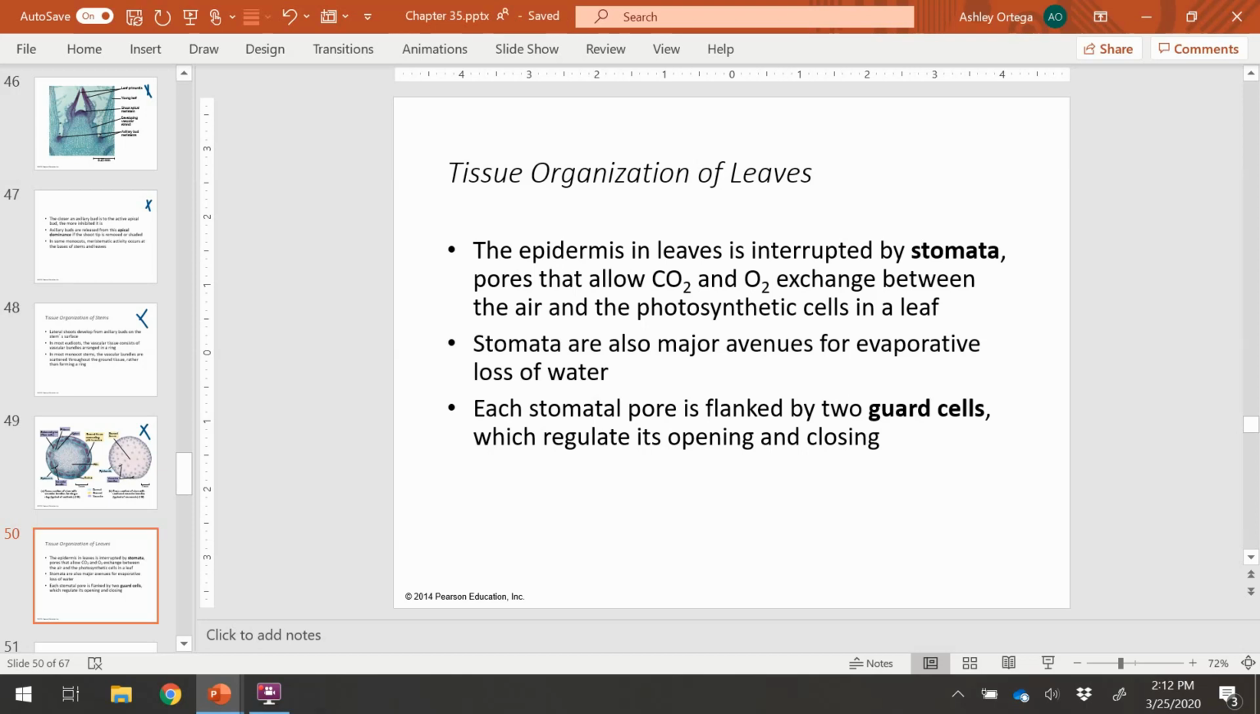itself, the whole organism. Each stomata is an opening, a pore that has two guard cells that will regulate its opening and closing. And so we'll see those in the next chapter too.